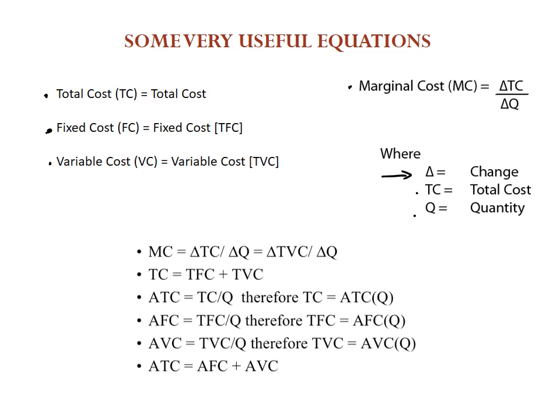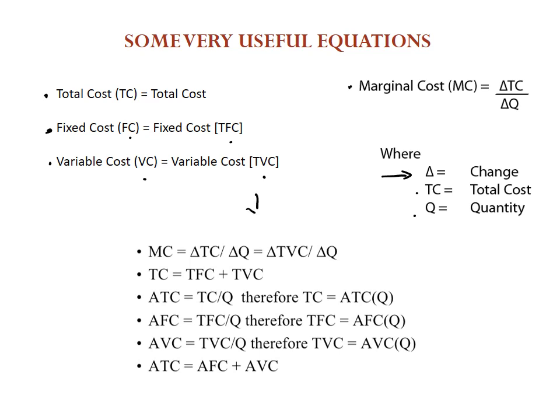Now, it's important to note that some textbooks would call your FC TFC. It's the same thing. It's total fixed cost. We'll find that there's average fixed cost and there's total fixed cost, but it's the same thing. So some textbooks will say TFC instead of FC. In the same way, some textbooks will say TVC instead of VC. It means exactly the same thing. They're just saying total variable cost instead of variable cost.